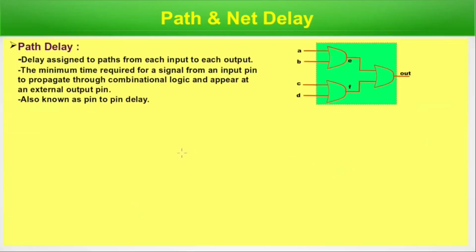Now path and net delay. Path delay: delay assigned to paths from each input to each output. The minimum time required for a signal from an input pin to propagate through combinational logic and appear at the external output pin, also known as pin-to-pin delay.